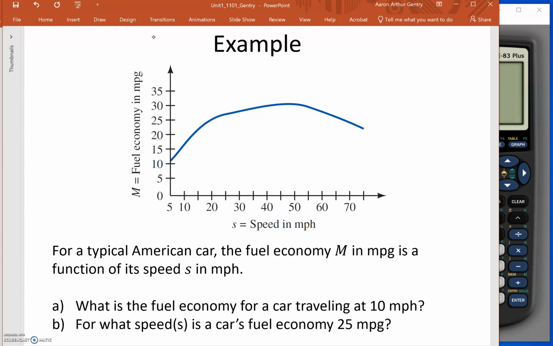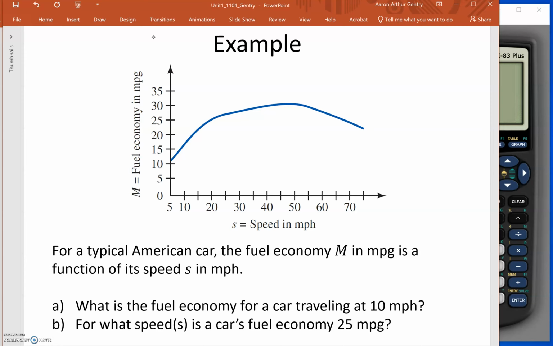All right, let's look at another example. So this is our first graphically defined function. You know, we're looking at a graph. Not only though is it defined graphically, it's also defined in words. So let's read those words.